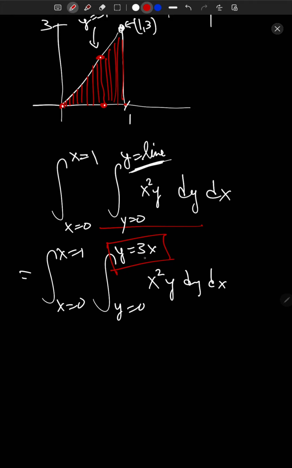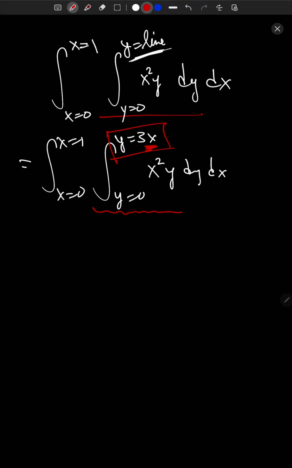But that doesn't matter, because once we actually do this first integral, we're going to plug in values. We're going to plug in 0, we're going to plug in 3x, and that'll leave us with x's, which is fine, because our second integral will take care of those x's. All right?